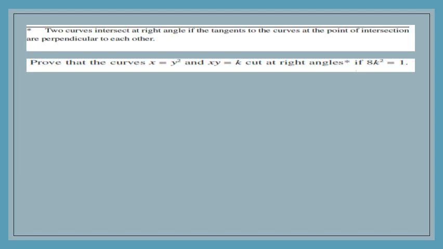Now, two curves intersect at right angle if the tangents to the curve at the point of intersection are perpendicular to each other.